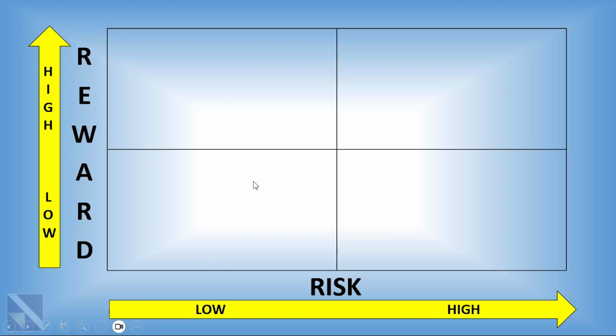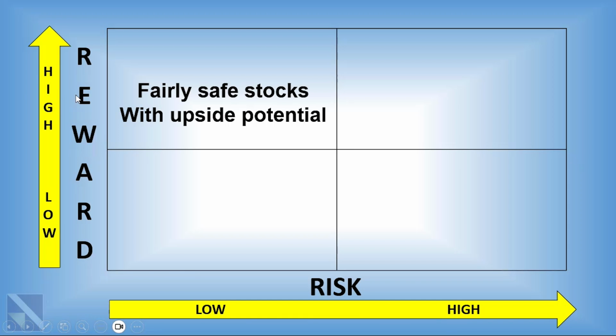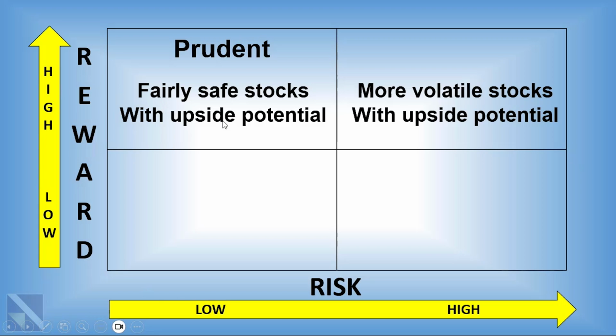So now that we've set the groundwork of understanding low risk, high risk, low reward, high reward, now let's start to put this together. For people who are looking for low risk, see where that falls? Low risk, but on the reward side, high reward. Well, these are fairly safe stocks with upside potential. Whew, that sounds great. Well, if that's the case, you're more of a prudent investor. Low risk, high reward. Well, let's move on.